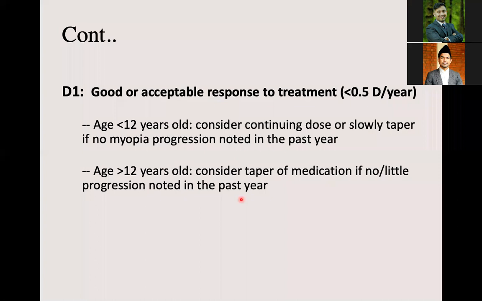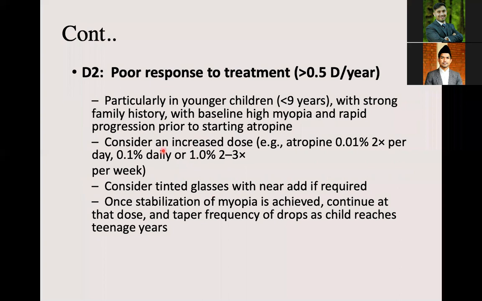How can we know atropine is poorly responded to by the child? If the progression of myopia is the same or greater than 0.5 diopter per year, then we can assume the response to atropine is poor. Particularly in younger children less than 9 years with a strong family history, baseline high myopia and rapid progression prior to starting atropine, we can consider increasing the dose.